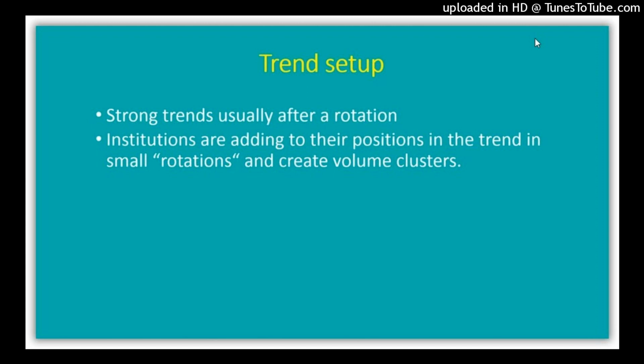In those places, in those little rotations, the big institutions are adding to their buying positions because they can't really add too much to their positions when the trend is moving fast. They need little rotations for that. So they do it in those places. And when they do it, you see volume clusters on the volume profile.